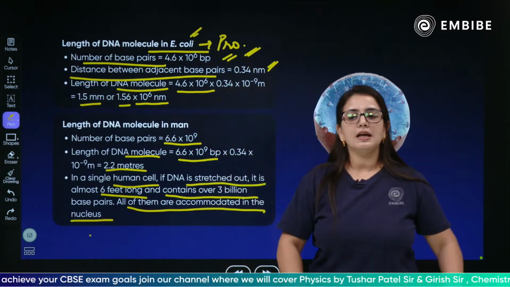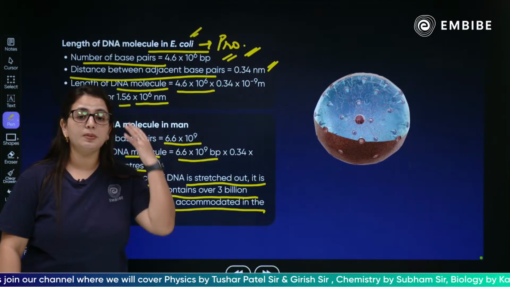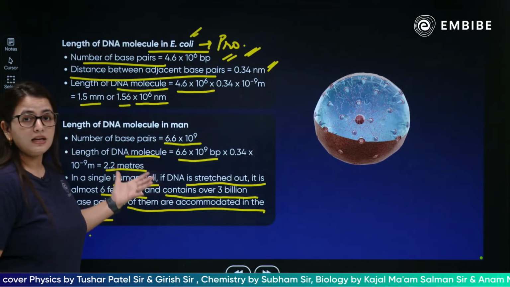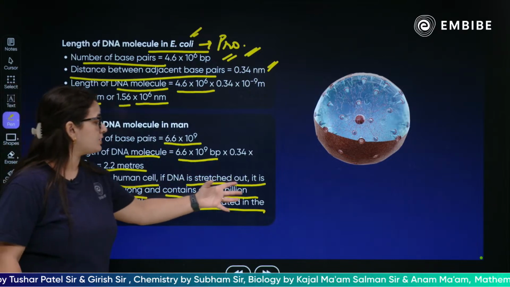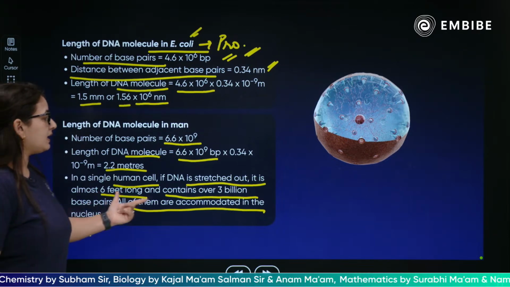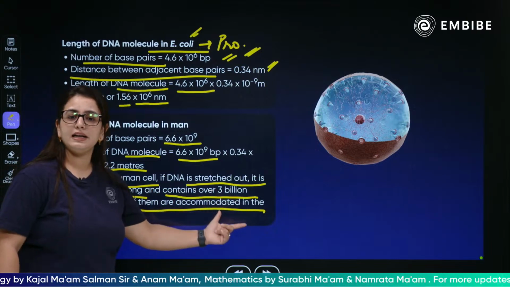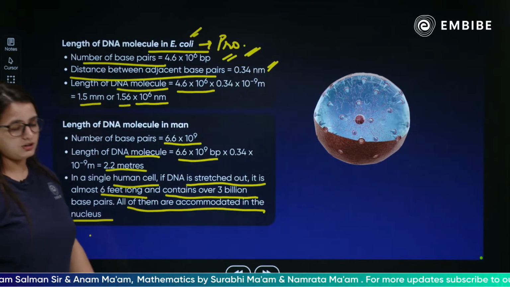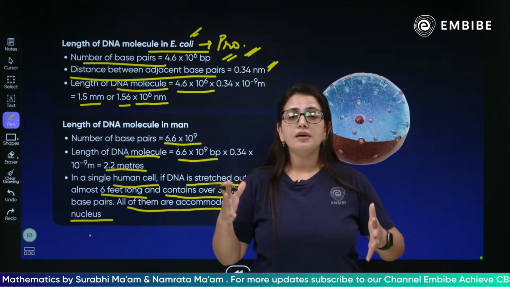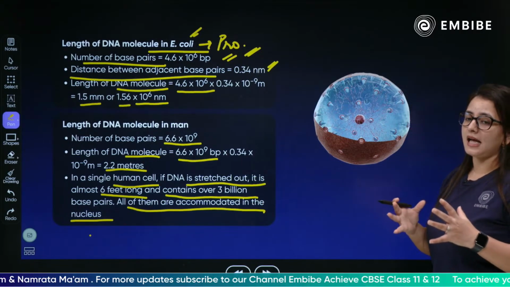And all of them are accommodated in the nucleus. Just imagine. So children, of course, this is not easily digested, but this is the truth. A single human cell will have DNA which, stretched out, is almost 6 feet long and contains over 3 billion base pairs, all of them accommodated in the nucleus. This is about the length of the DNA, but now we have to know how exactly this is being packed, such that such a long DNA is easily packed inside the nucleus.